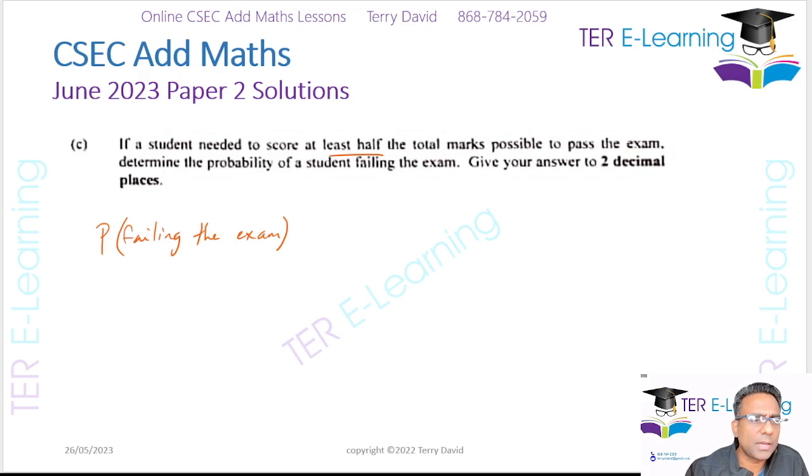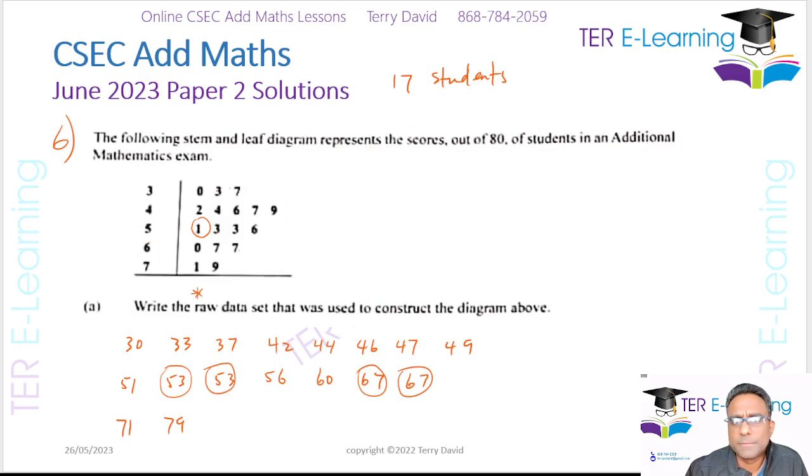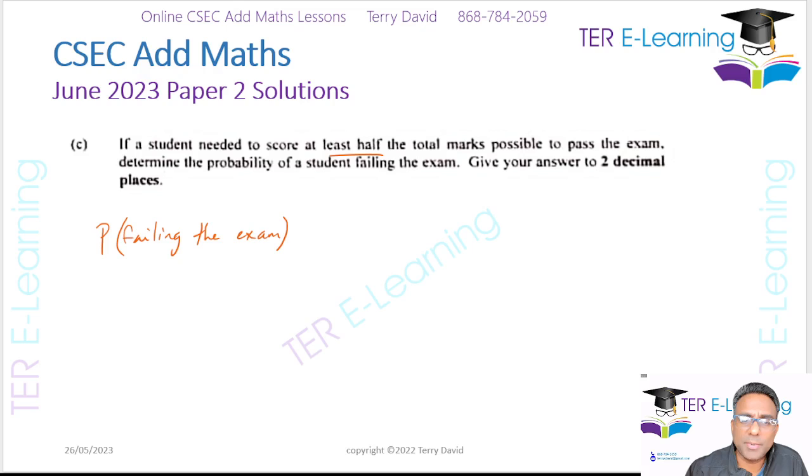Let's go back here. All right, they said the exam was out of 80, so that means you need to get 40 or more in order to pass the exam. They want us to work out the probability of failing the exam. To pass, you need at least half, so it's at least 40. So you need 40 or more in order to pass the exam. This is a pass mark.